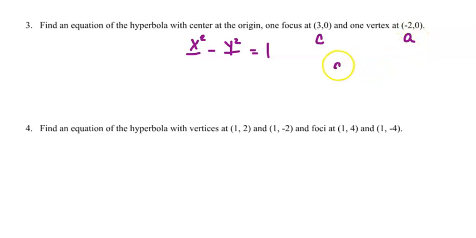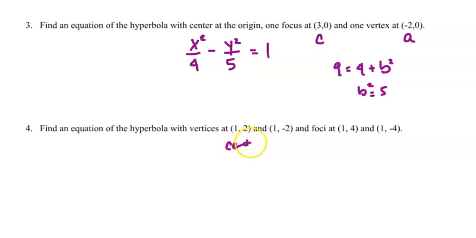And I know that c squared, which will be 9, is equal to a squared, which will be 4, plus b squared. So that tells me that b squared is 5. My a value always goes under my positive variable, so that's a 4 underneath x squared, and my b squared value always goes underneath my y squared, or my negative variable, I should say. In this case, it's y squared. So there's my equation.